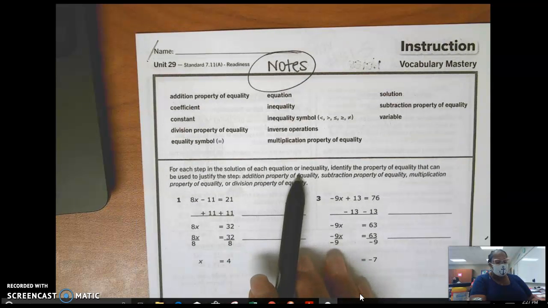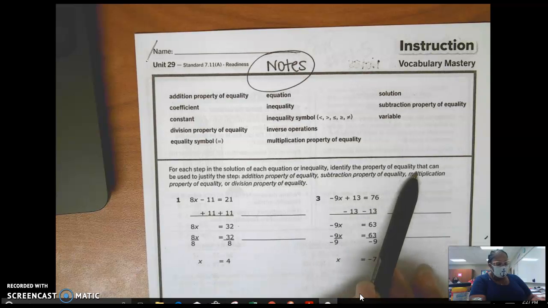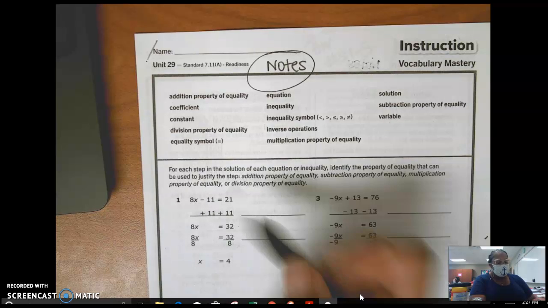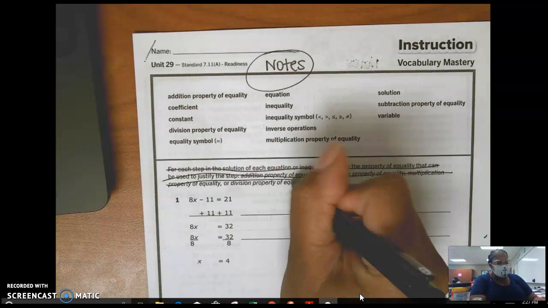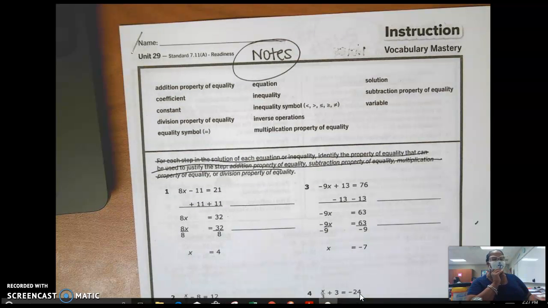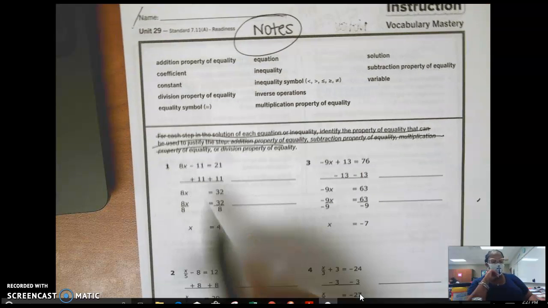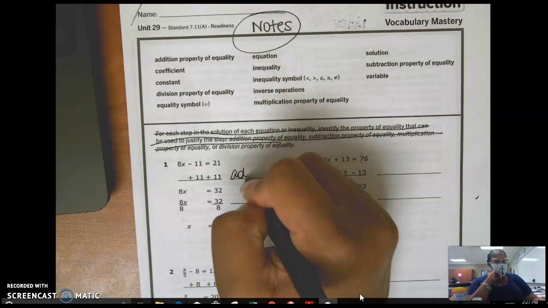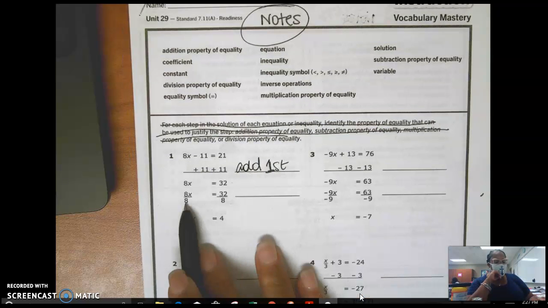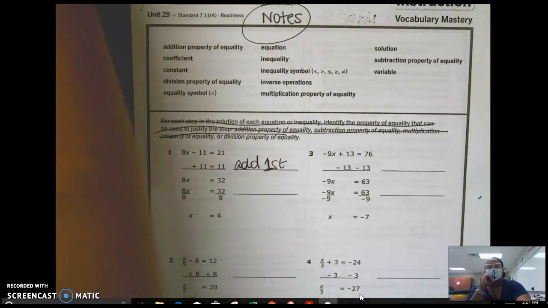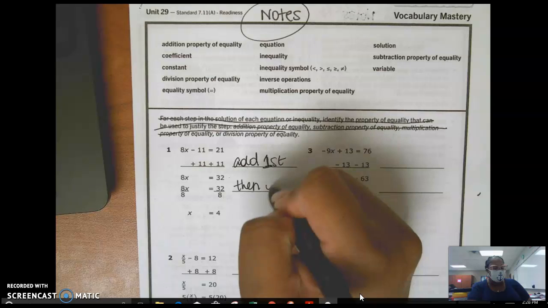for each step of the solution of each equation or inequality, identify the property of equality that can be used to justify the step. We're not going to do all of that. So cross that out. We're just going to discuss what's happening in each step. What that means is the first step here is addition. So I'm going to say that I'm adding first. And then what's happening in the second step with the 8? Divide by 8. Good. So then divide.